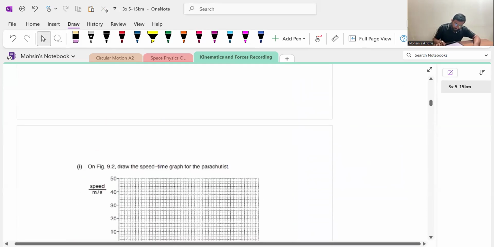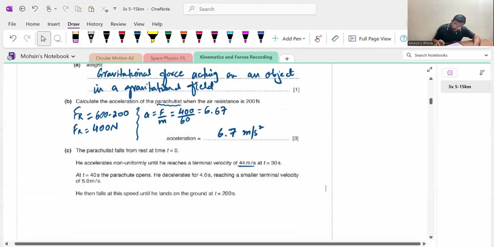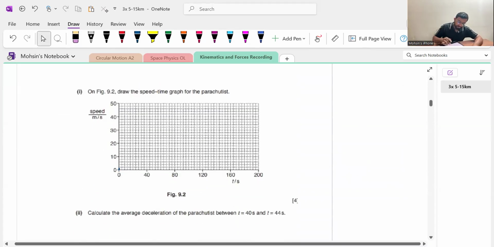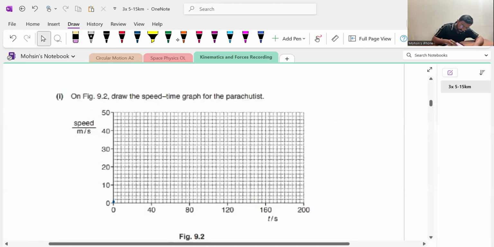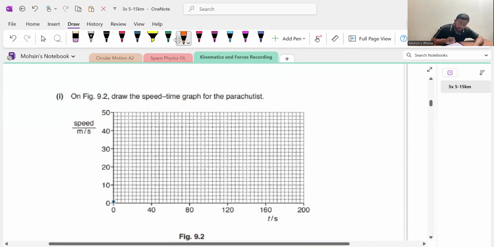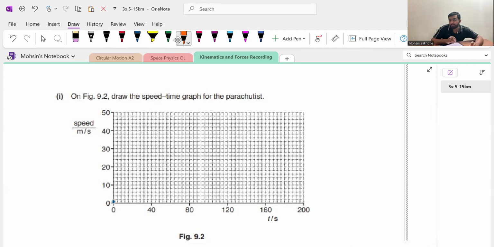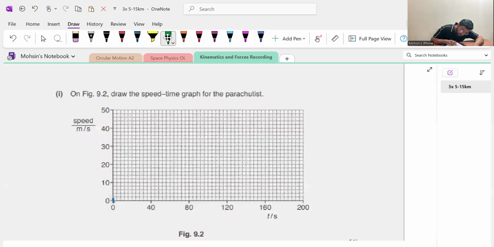So here, at what time? At 30 seconds and 44. So we have to find 44 here first. Five boxes are making 10. From 40 to 50, there are five boxes. It means one box is representing two. So for 44, we have this marked.